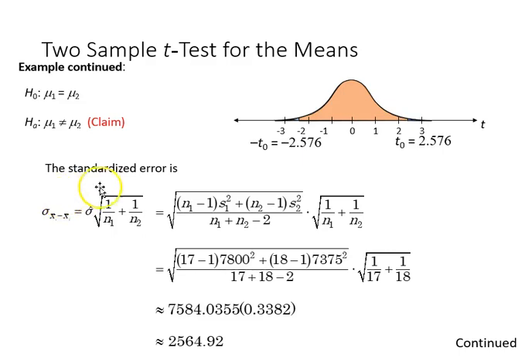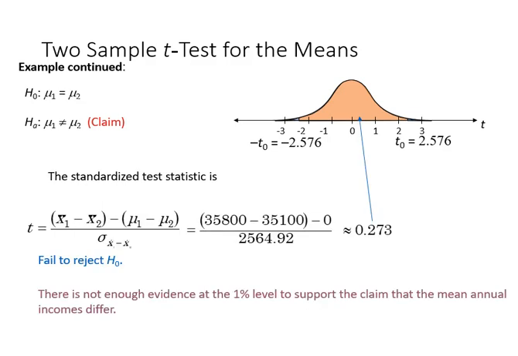Continuing on, we have to find our standard error using our equation. And this time we'll be plugging in those values. And that gives us this. And the standardized test statistic, based on what we've inputted, is 0.273. Definitely not in the rejection zone outside of 2.576 and minus 2.576. So there is not enough evidence at the 1% level to support the claim that the mean annual incomes differ. They're not statistically different.